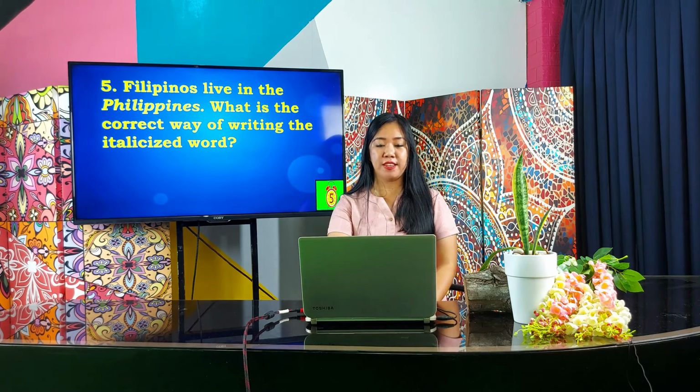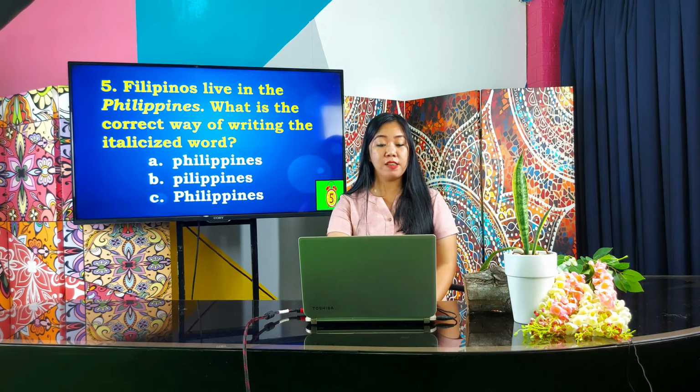Filipinos live in the Philippines. What is the correct way of writing the italicized word? A. Philippines. It starts with a small letter P, H, I, L, I, P, P, I, N, E, S. Or letter B, Philippines. It starts with a small letter P, I, L, I, P, P, I, N, E, S. Or letter C, Philippines. It starts with a capital letter P, followed by a small letter H, I, L, I, P, P, I, N, E, S.